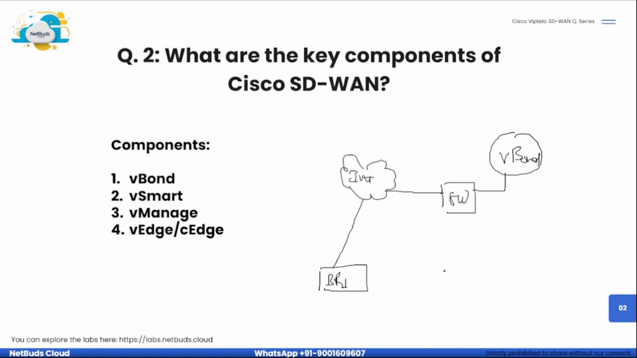So what exactly happens in that case? As I told you, this is the first SD-WAN component, that is vBond. vBond is generally also called an authenticator, or an orchestrator. This device is either a vEdge or a CH, and the process will be the same.